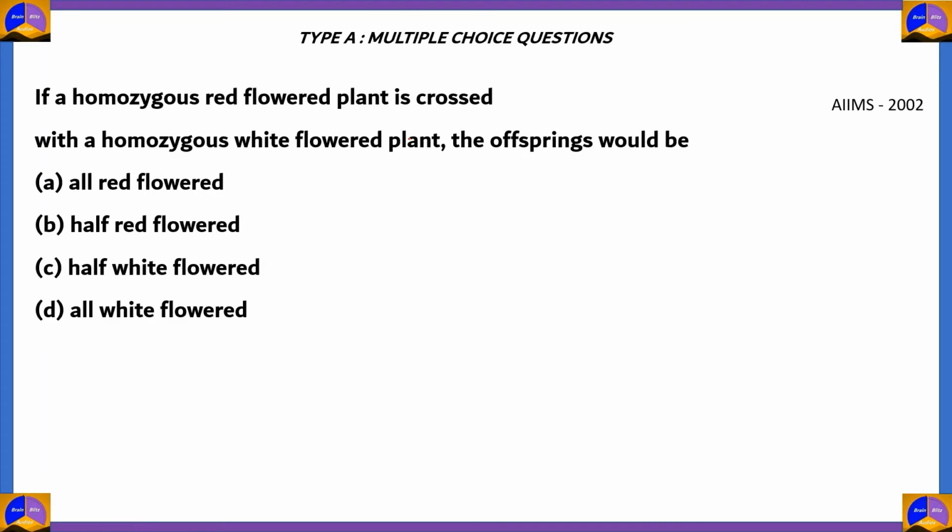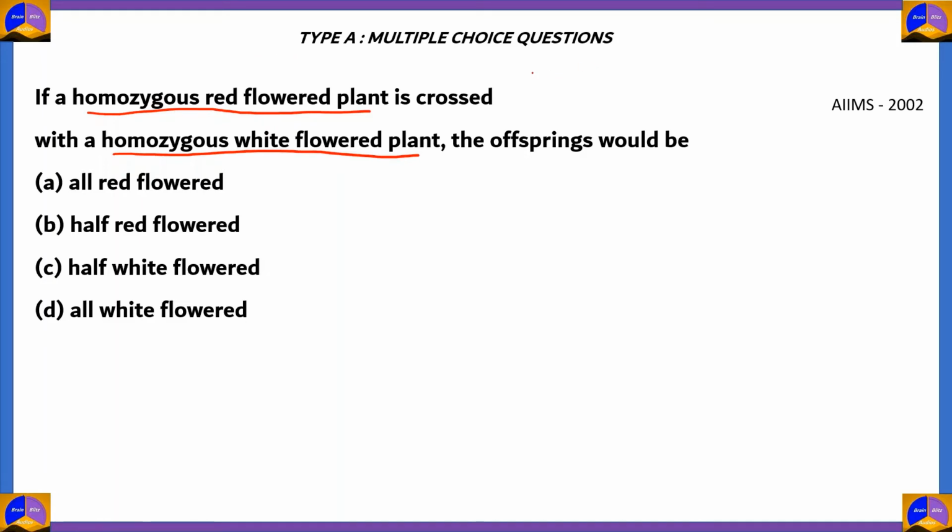Now the next question. If a homozygous red-flowered plant is crossed with a homozygous white-flowered plant, the offsprings would be A, all red-flowered, B, half red-flowered, C, half white-flowered, and D, all white-flowered.